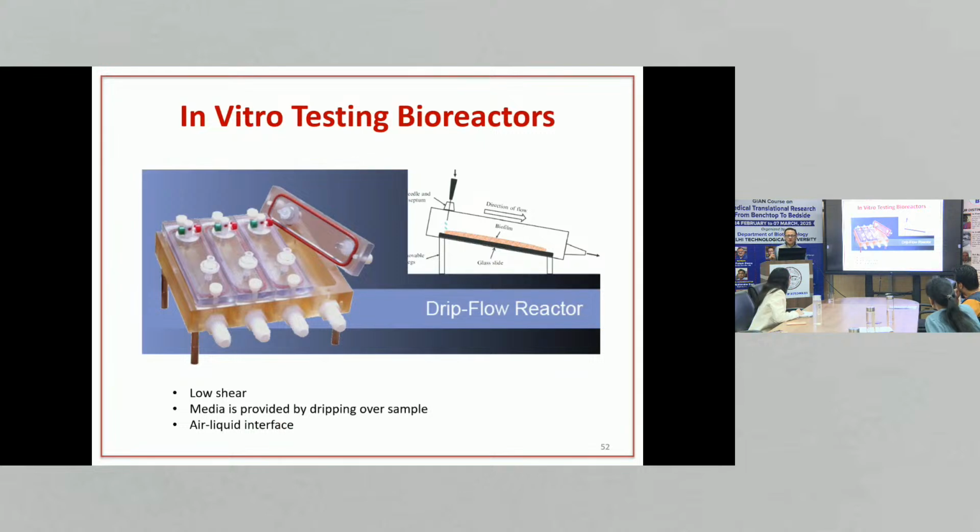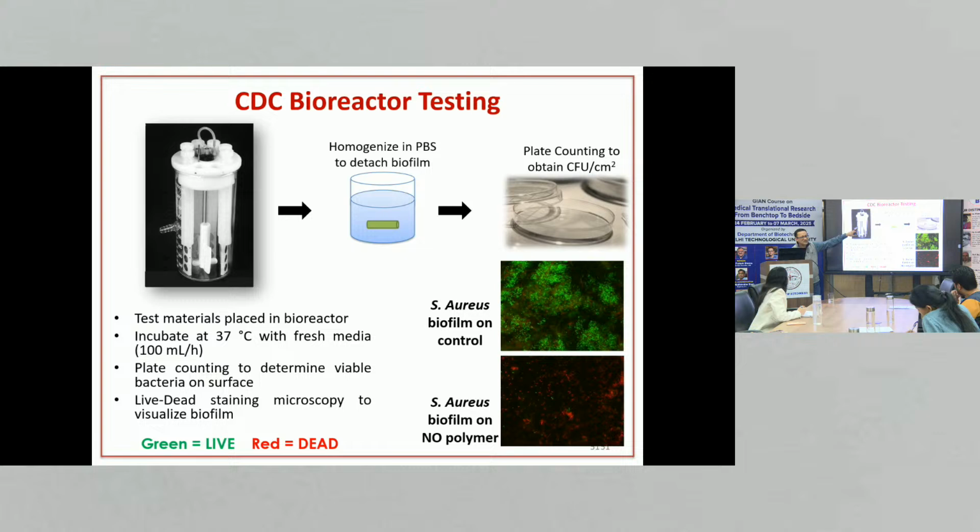Another method of bioreactor is the drip flow bioreactor. In the CDC bioreactor, you have catheter pieces completely submerged in liquid. So we have liquid up to here. The good media is coming from the top, good food, and the waste is going down. Our catheter pieces are bound to these.